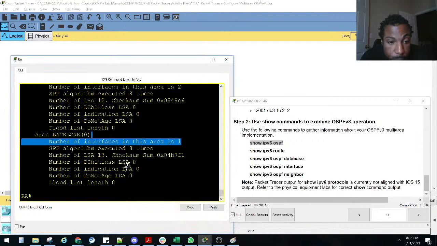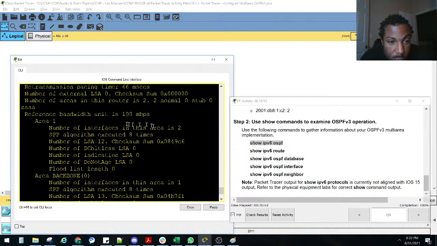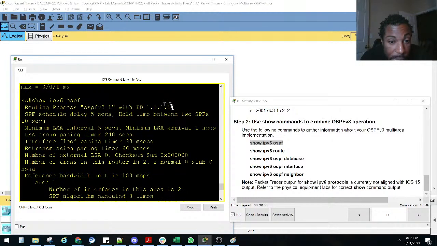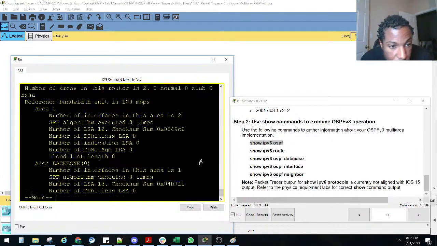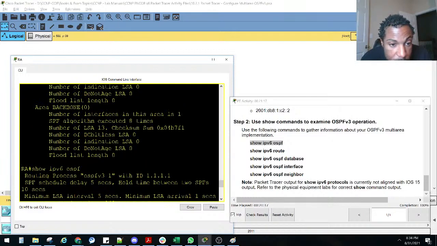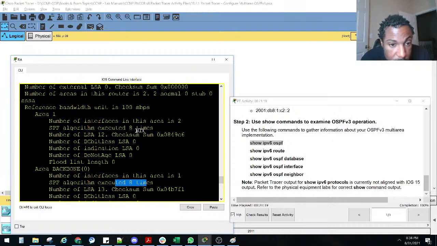What else could we see there? We've got a bunch of other LSA information, some checksum information. What else do we have here? We have our router ID that we created. Remember we did that. We also see the LSAs, the timers, the flooding, and the number of LSAs we received. Let's see if it'll change, right? Let's run that again. The SPF algorithm executed 8 times that time, and how many times before? Still 8 times.